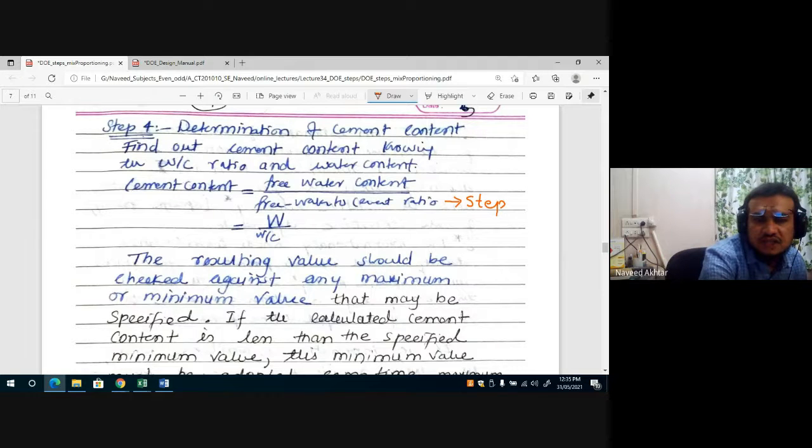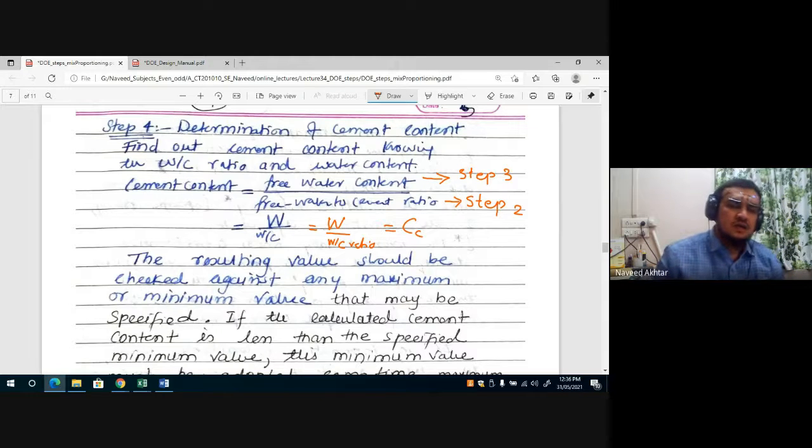based on the compressive strength and as per your target mean strength. And based on the type and size of aggregate, you can find out the free water content from step number 3. So if you divide the free water content by the water to cement ratio, then it will give you the cement content.